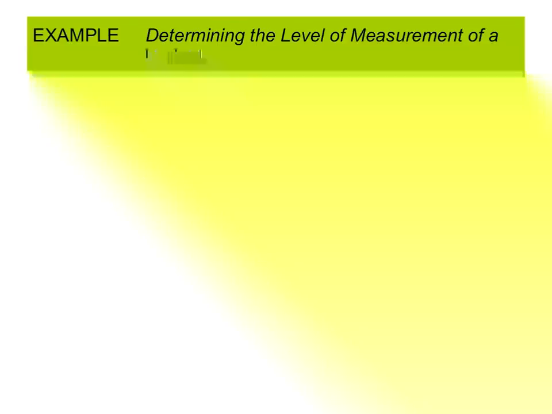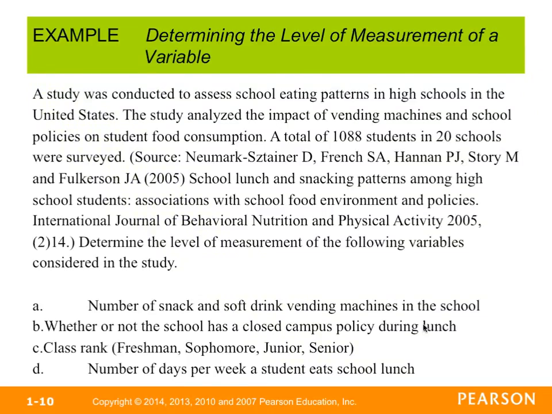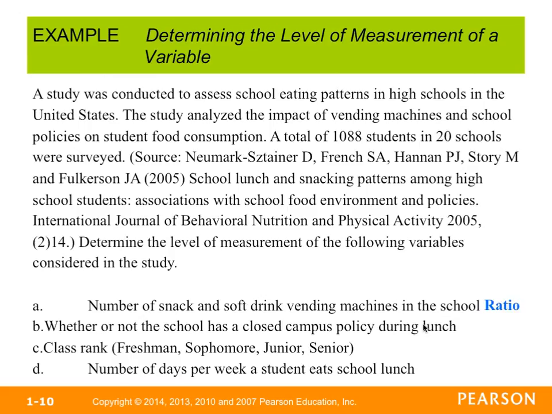So we want to determine the level of measurement for the following variables that were considered in this study. Number of snack and soft drink vending machines in the school is going to be ratio. If we go back to our definition, ratio is something where 0 actually means 0. So if they don't have any snacks or soft drinks, then that just means they don't have any. So 0 does in fact mean 0.